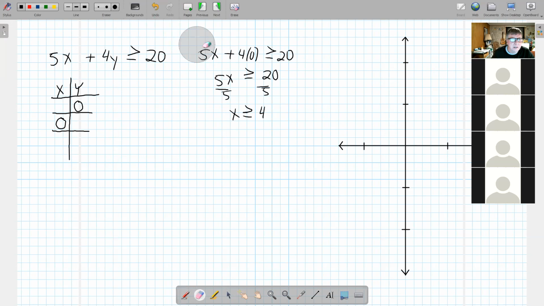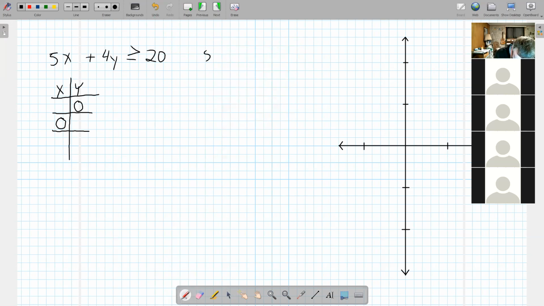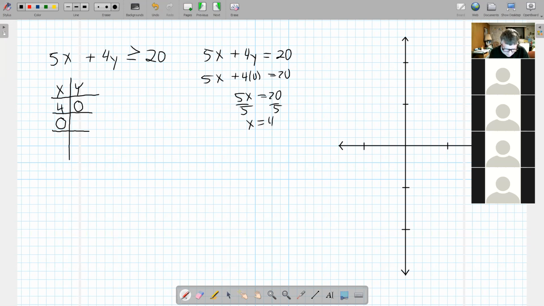So let's go back and do this. Okay, let's just look at it. 5x plus 4y equals 20. So now we get 5x plus 4 times 0 equals 20. 5x equals 20. Why am I just looking at the equation instead of the inequality? Because I want to establish just where that straight line is. Okay, dividing by 5, x is 4. So we have an x-intercept at 4, 0.